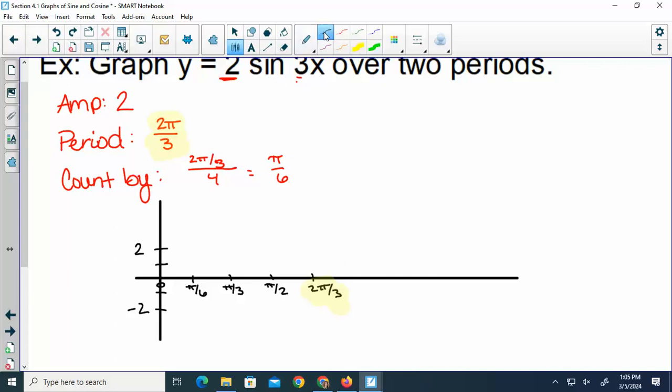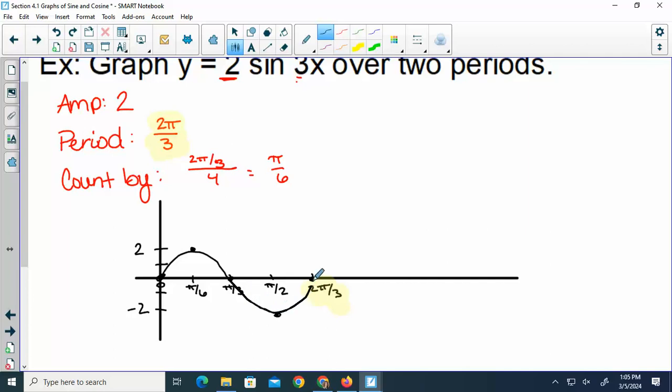All right, let's talk about sine. What's the sine of 0? 0. And then what does the graph of sine do? It goes up and back down. So at pi over 6, we should be at our high point of positive 2. Pi over 3, we should be back to 0. Pi over 2 should be my low point of negative 2. 2 pi over 3, we're back to 0. So if you know the shape, you are just bouncing back and forth between 0, 1, and negative 1.